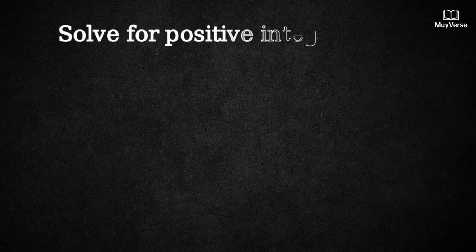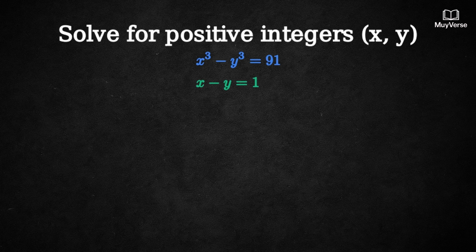We will solve the system of equations for positive integers x and y. The system is x cubed minus y cubed equals 91, and x minus y equals 1. We'll proceed step by step using factoring and substitution, and end with a simple, real solution.